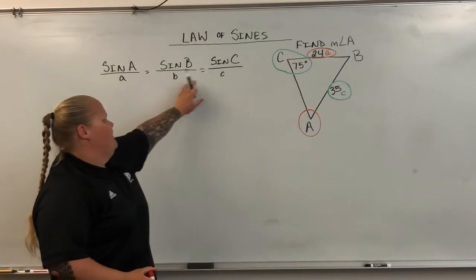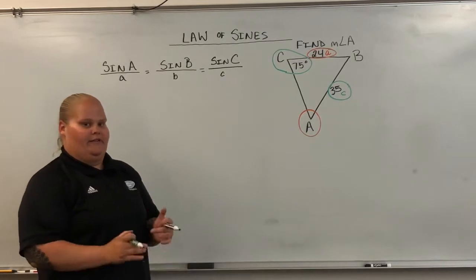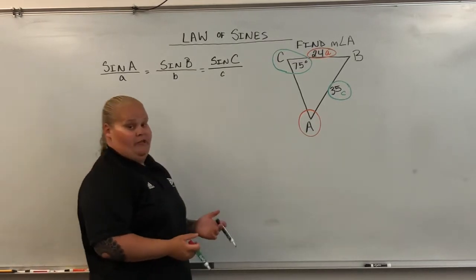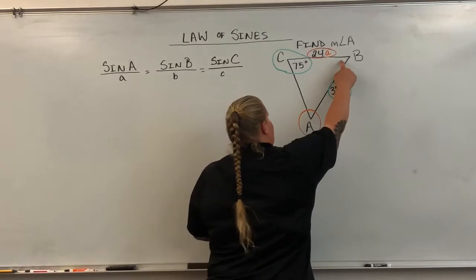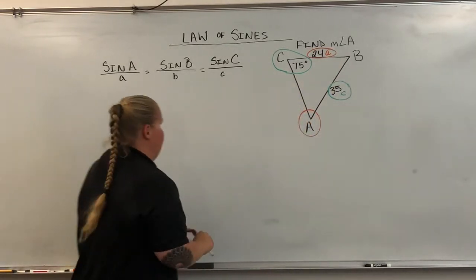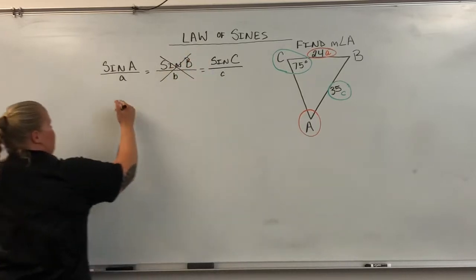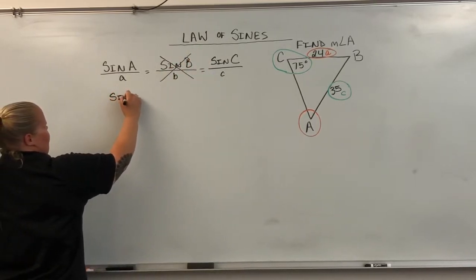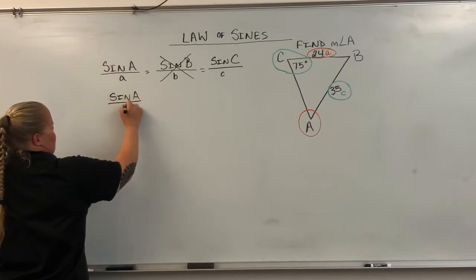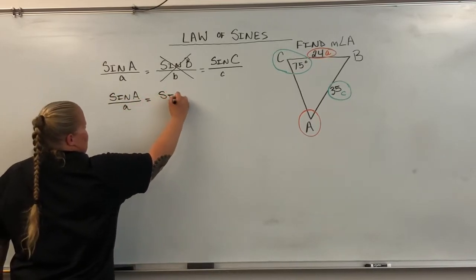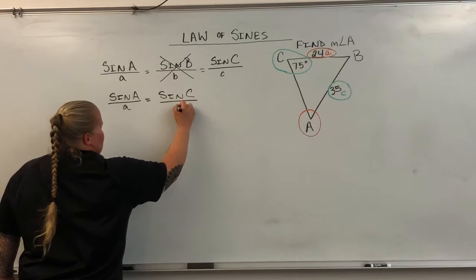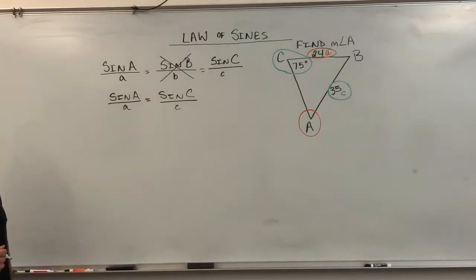If I look at my ratios, I know that I won't be using anything that has to do with the letter B, because I have no information for this angle or this side. So I'm going to go ahead and cross it out. These are the two pieces I'm going to use. I'm just going to rewrite them closer together here. Those are the two ratios that I'll use. From here, I'm just going to substitute in my values.